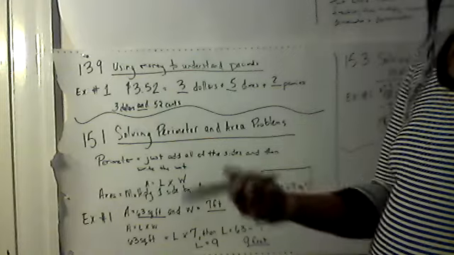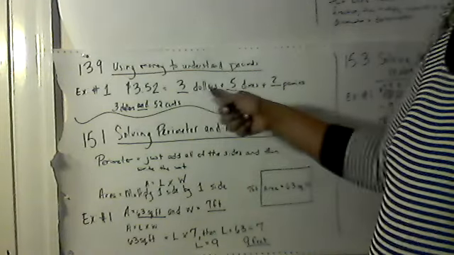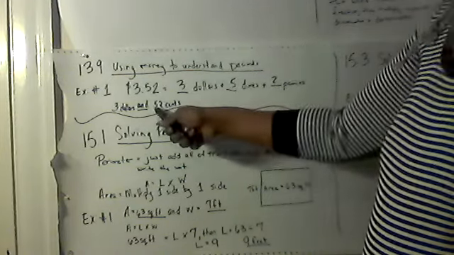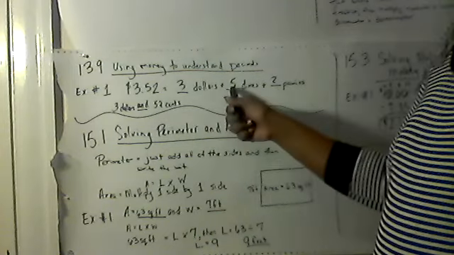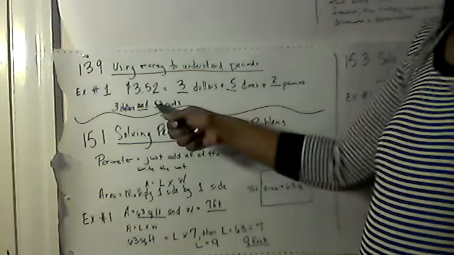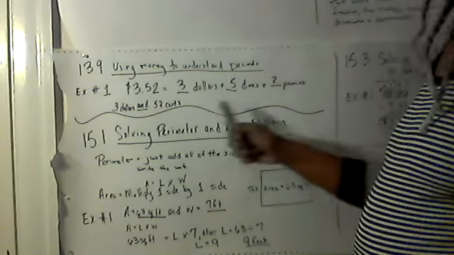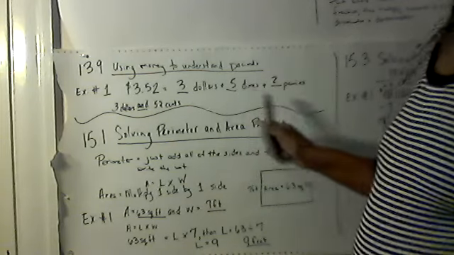So breaking it down using money, I have $3. I would need 5 dimes, which would be 5 times 10, which is equal to 50. And then I'll have 2 pennies to finish off my $3.52.